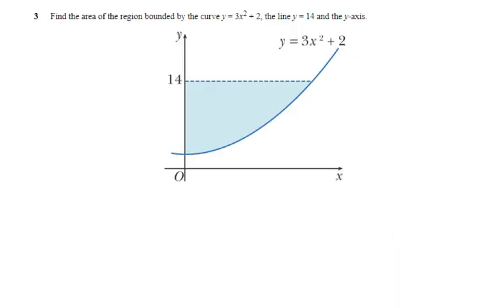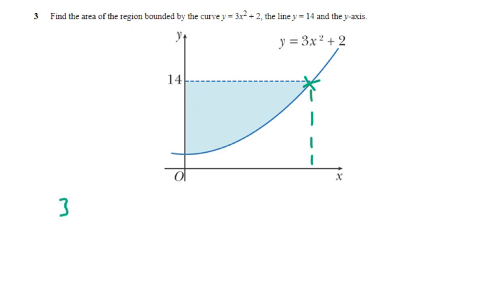This is question number 3. Find the area of the region bounded by the curve y equals 3x squared plus 2, with the line y equals 14 and the y-axis. In this case, as you can see, there is a coordinate given where y is equivalent to 14. So when y is 14, there's one value that we can find, which is x.